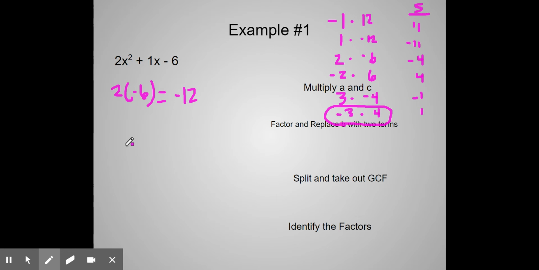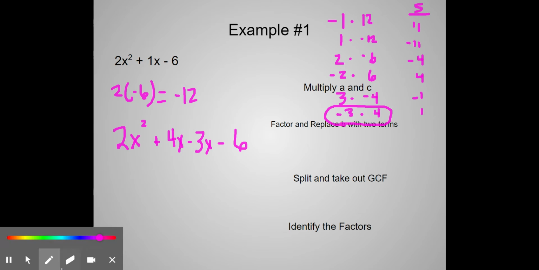So what we're going to do is rewrite this. We're on step 2 already. So we're going to replace this with 2x squared, which is what we originally had. Now, instead of plus 1x, we're going to replace it with plus 4x minus 3x, and then minus 6. So that's what we went ahead and did. We did the factorization part here, and then we replaced our positive 1x with 4x and 3x. So essentially, we just wrote it in different terms.